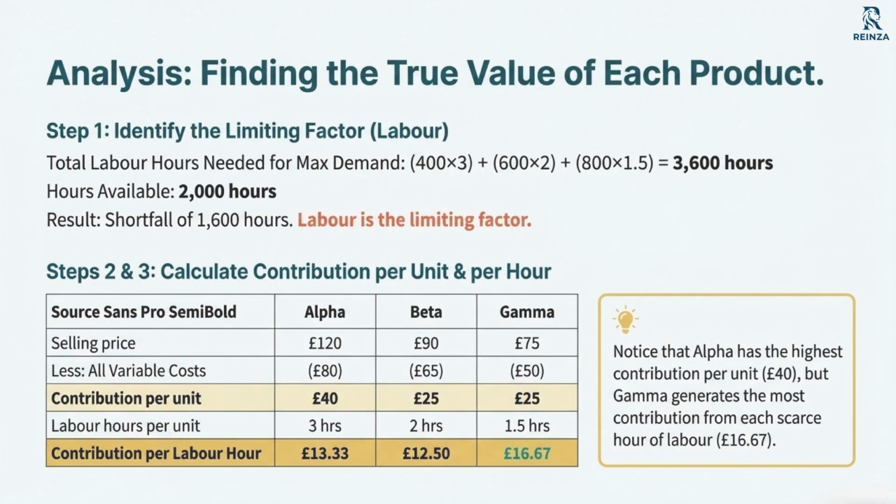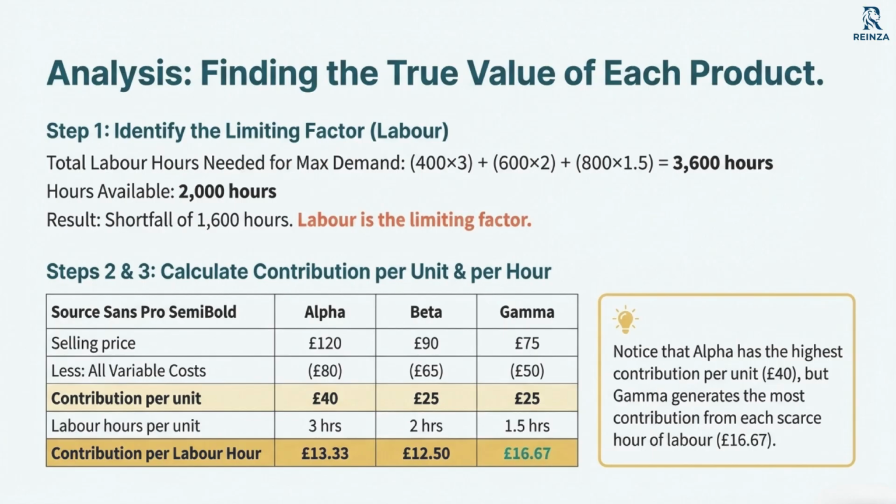Let us begin with step 1. Identify the limiting factor. We need to calculate how many labor hours we would need to meet maximum demand for all products. For alpha, 400 units times 3 hours equals 1,200 hours. For beta, 600 units times 2 hours equals 1,200 hours. For gamma, 800 units times 1.5 hours equals 1,200 hours. Add these together.